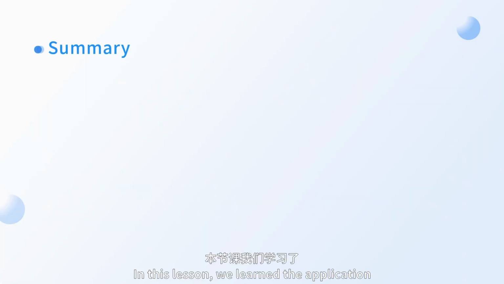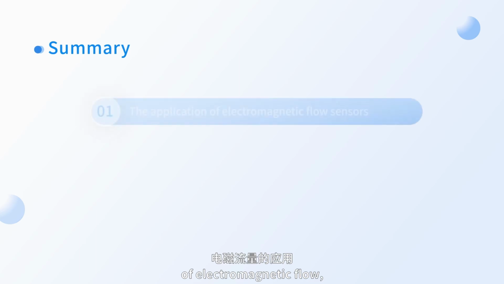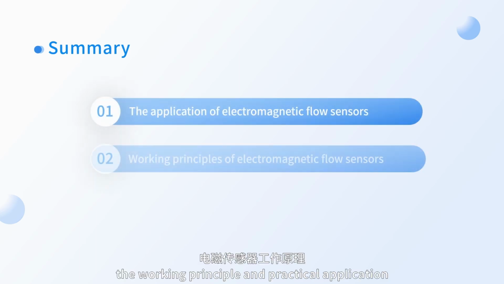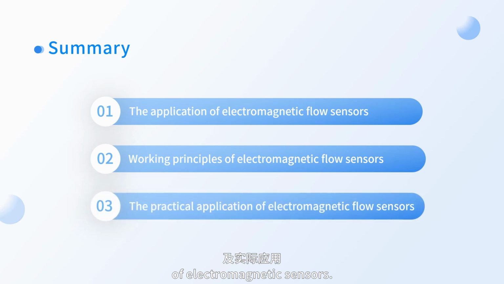In this lesson, we learned the application of electromagnetic flow, the working principle and practical application of electromagnetic sensors. After class, you can search information to learn what are the industrial applications of electromagnetic flow sensors.